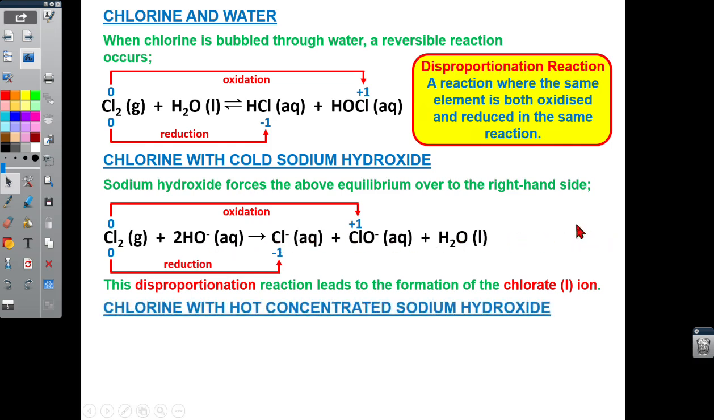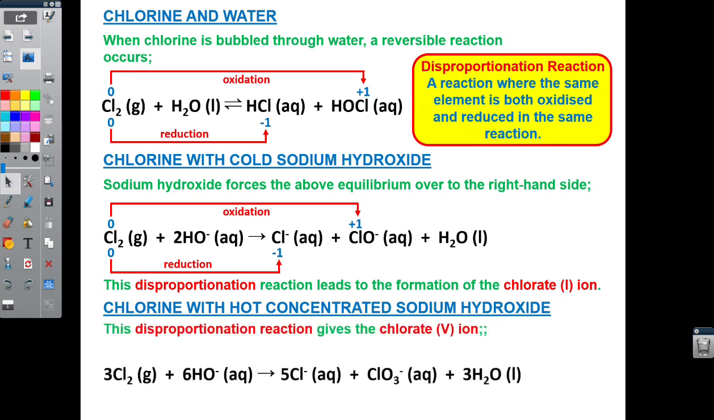However, we can vary this reaction somewhat if we take chlorine with hot and concentrated sodium hydroxide. So the reaction changes somewhat now. We still get a disproportionation process going on. However, there's a different product. Instead of ClO minus, we form ClO3 minus. All the other products are the same. ClO3 minus, chlorate 5 ion, the 5 indicating the oxidation state of the chlorine. So we've gone from 0 to +5 here. This is a highly oxidized state for chlorine to be in. And obviously it's been oxidized there, but this is a disproportionation reaction, so we've got a reduction going on as well.